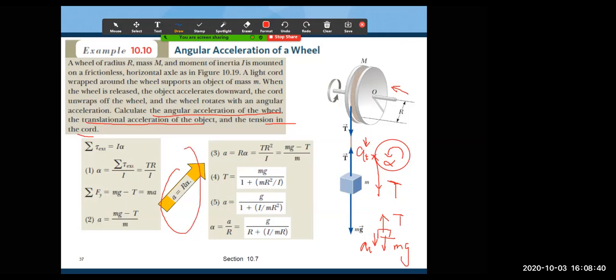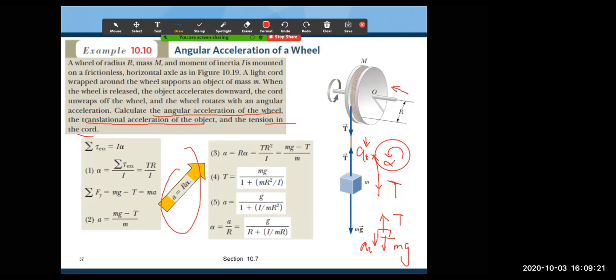The most important equation in the question would be this one: a equals R times alpha, because the tangential acceleration is related to the angular acceleration by this equation. So with that, you could replace R times alpha with TR squared over I. In that case, you could find out what T is in terms of m, R, and I. Once you have T, you could find out a as well as alpha.